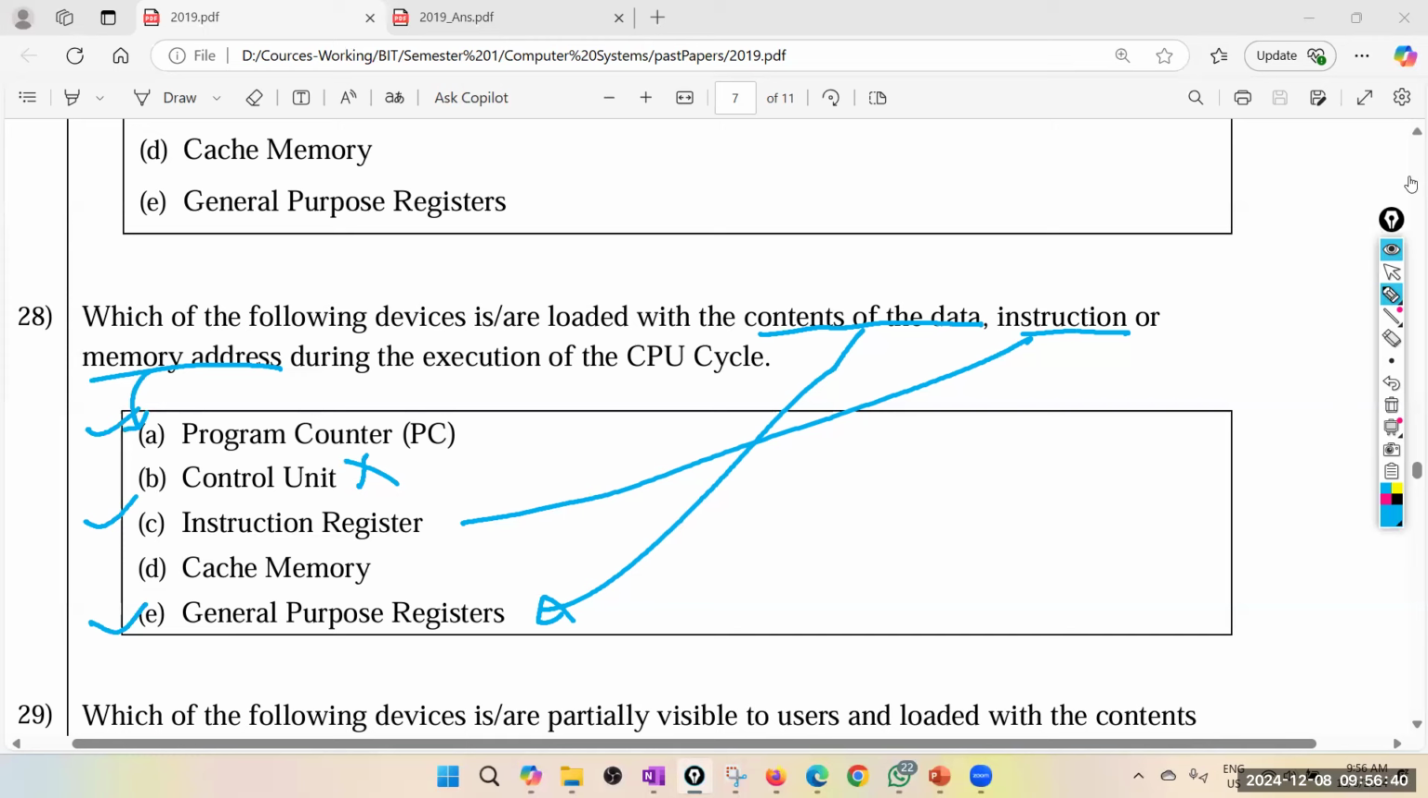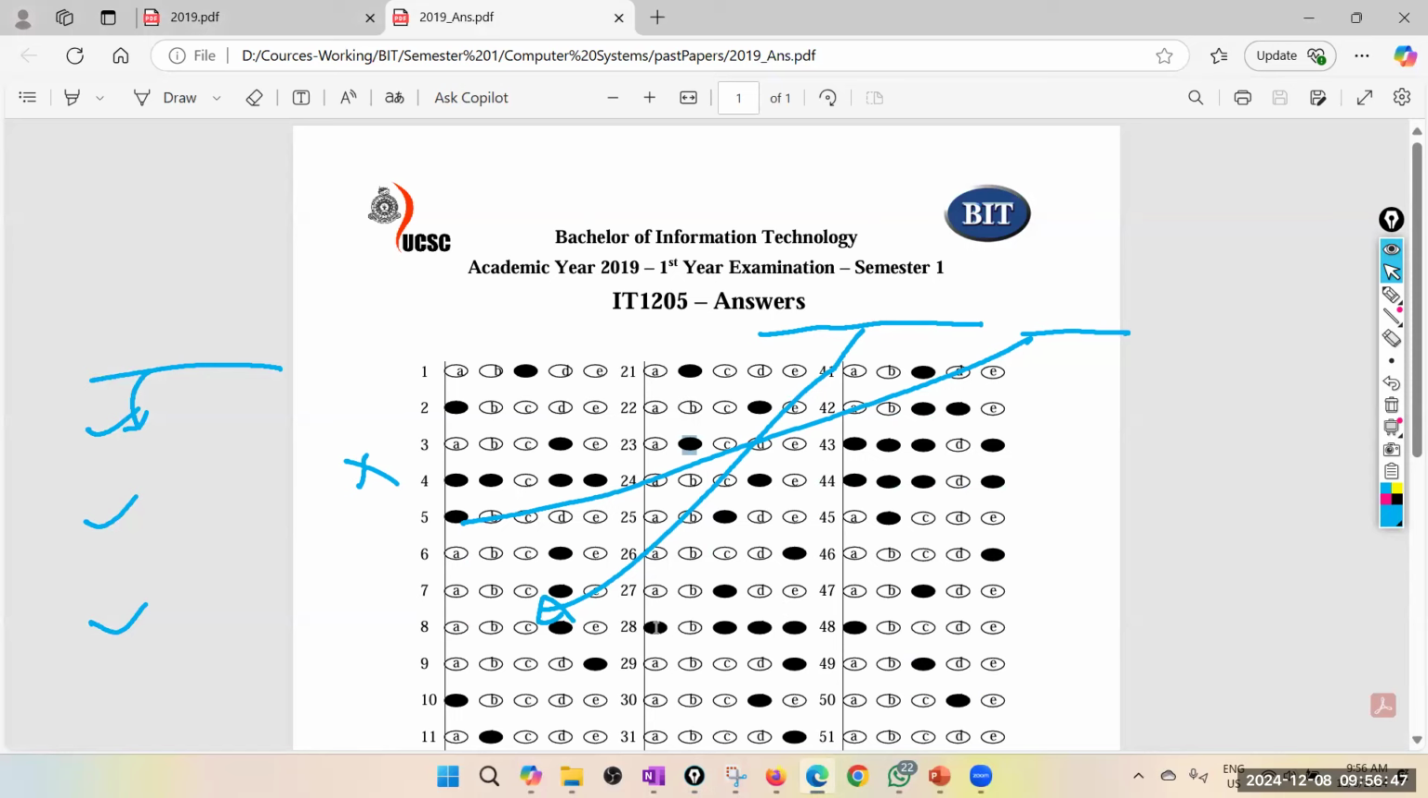So I'll go for A, C and E. That is 28. A, C, D and E.